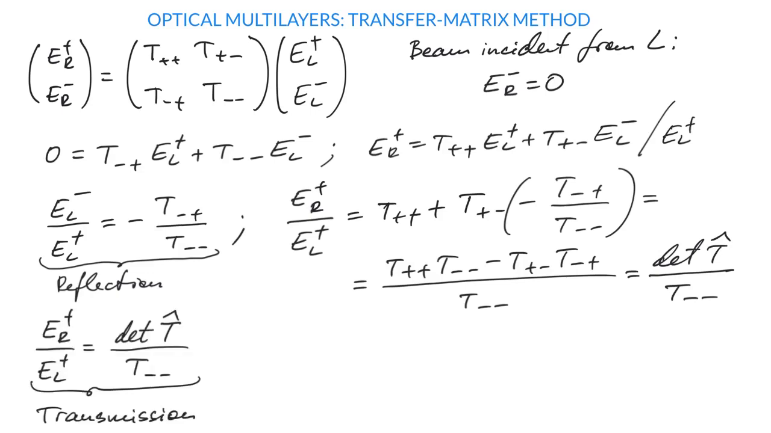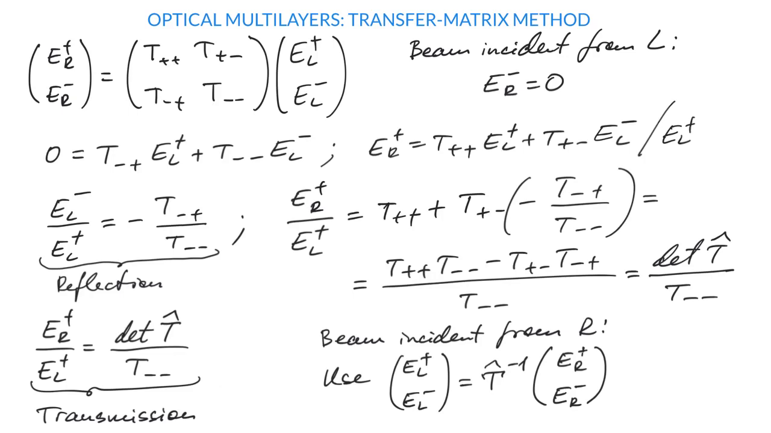If we want the transmission and reflection coefficients for a beam that is incident from the right, we can simply invert the transfer matrix and do the same thing as we did here.